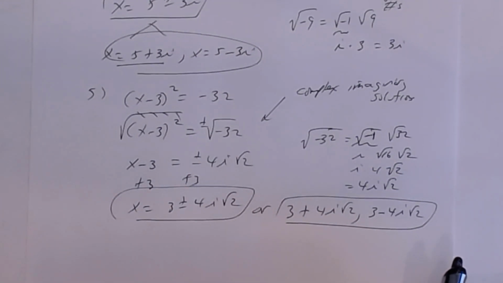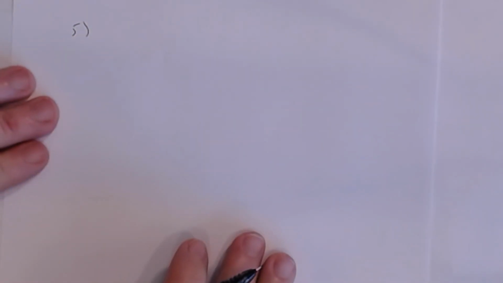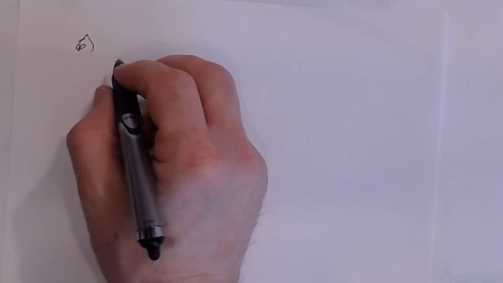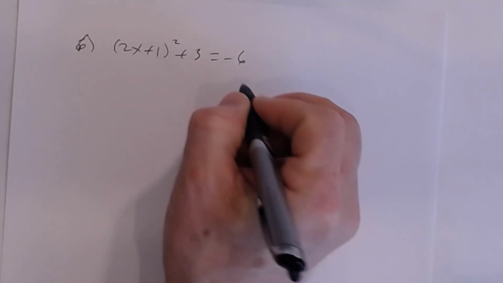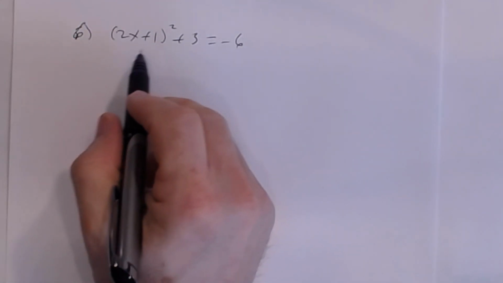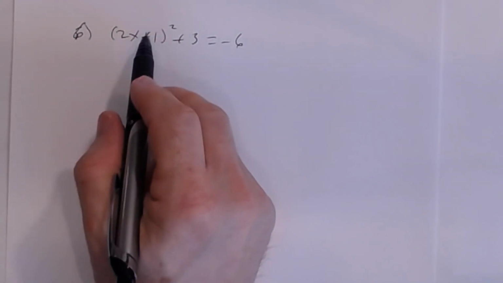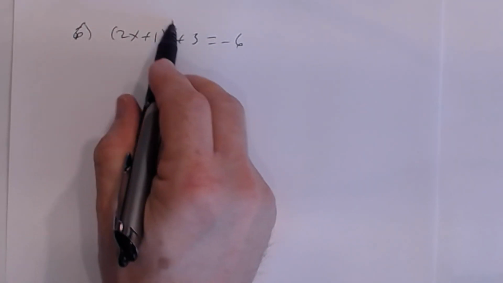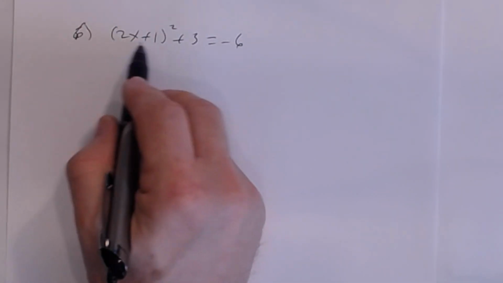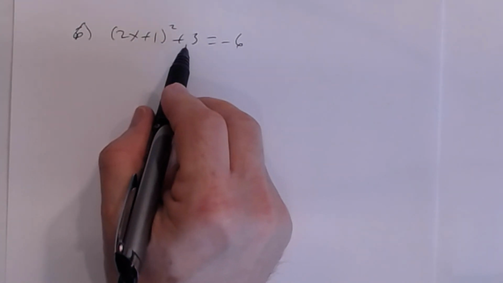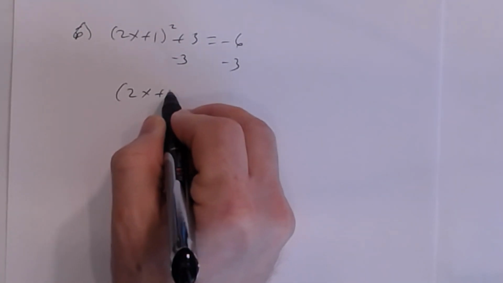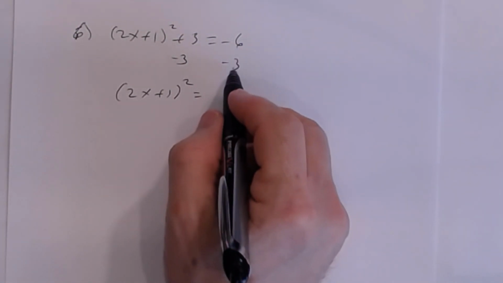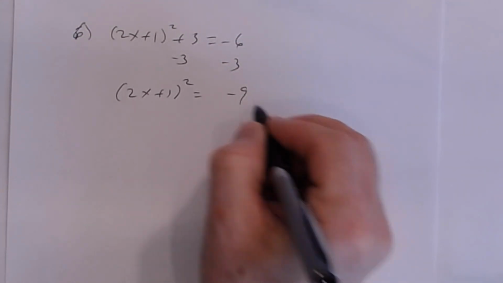All right, let's look at number 6. Number 6, we have 2x plus 1 squared plus 3 equal negative 6. All right, now again, you want to use the square root property, but before you do that, you've got to get that part that's being squared, that expression that's being squared, by itself. So we need to get rid of that plus 3. So we're going to subtract 3 from both sides, and so I get 2x plus 1 squared equal a negative 6 and a negative 3 is a negative 9.